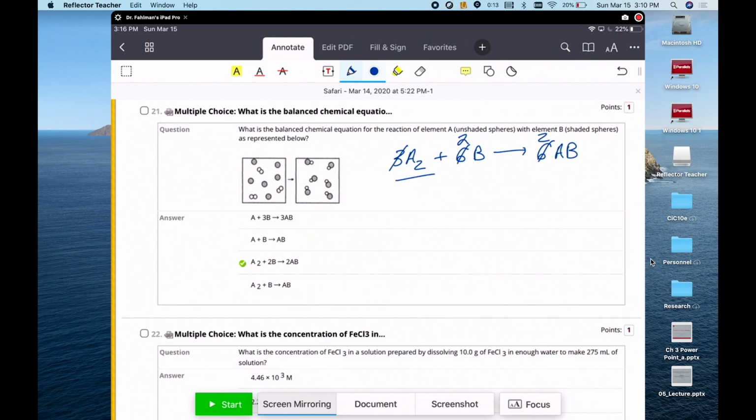Okay, so we end up with 1 A2 reacts with 2 B's to give you 2 AB's.